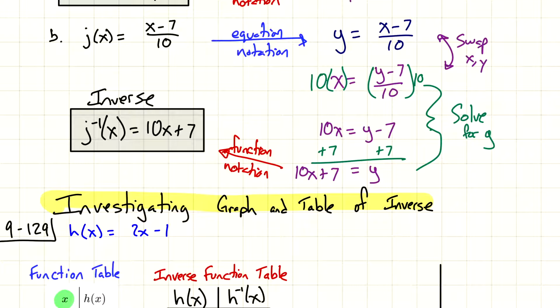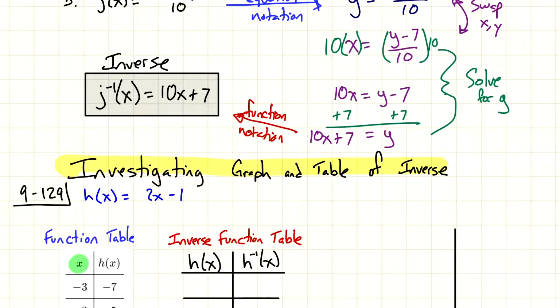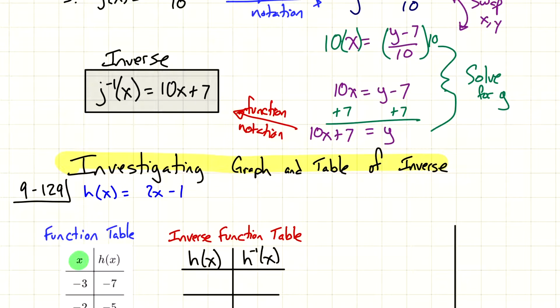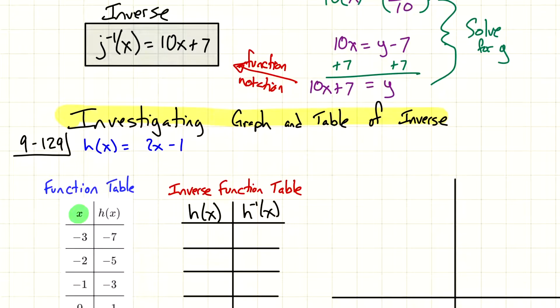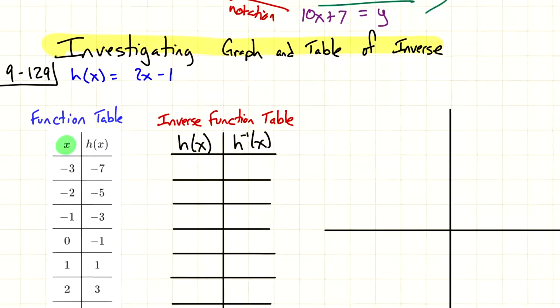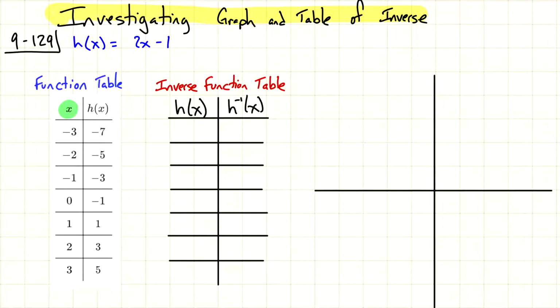The last thing I want to talk about is actually observing how these functions look on a graph. It's one thing to understand that the numbers get swapped. Input becomes output, output becomes input. We've seen it in our equations, we've seen it by plugging in numbers, but what does that look like on a graph?